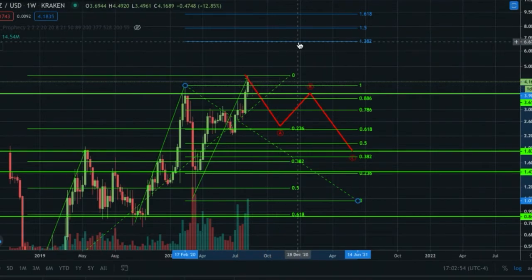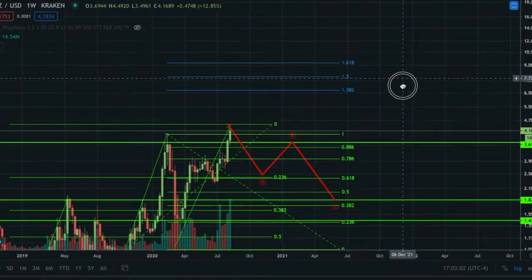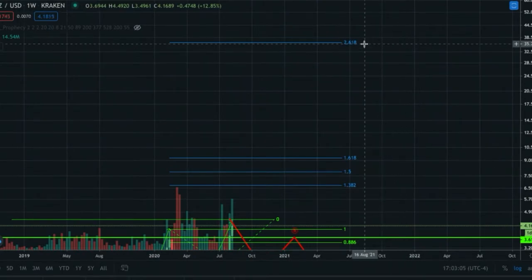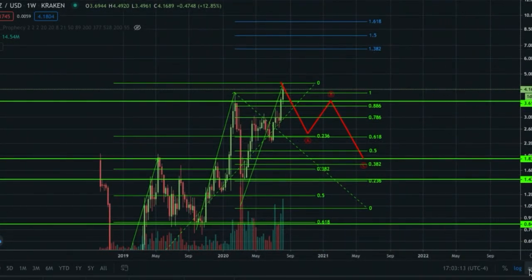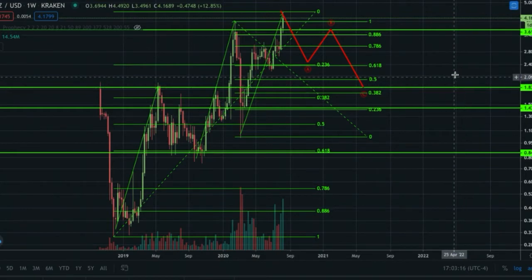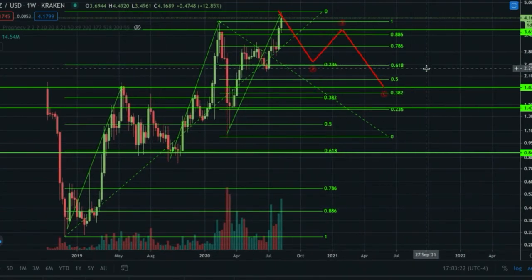The 1.382 is at $6.68. The 1.5 is at $7.87. The 1.618 is at $9.40. These are common retraces to the upside, or extensions to the upside. The 2.682 is at $35.75. And these are legitimate actual targets based on Fibonacci confluence and zones. So it's not just me saying, oh, Bitcoin's going to go to 1 million. These are real targets that are measurable and repeatable. So it's very important that we pay attention to that.